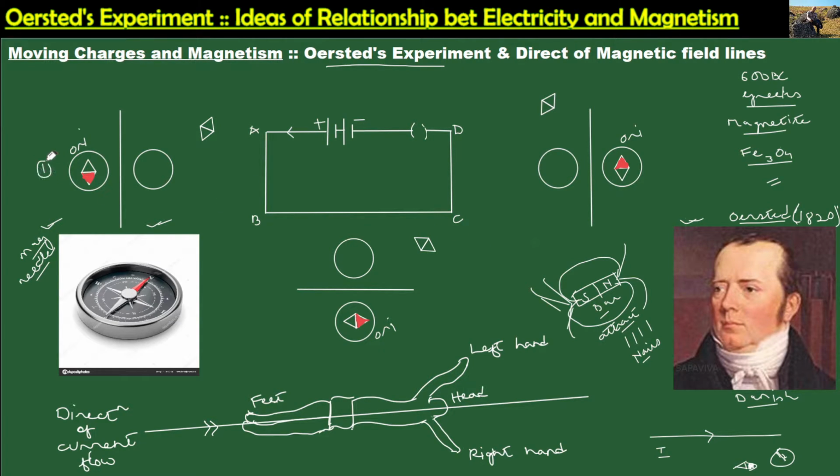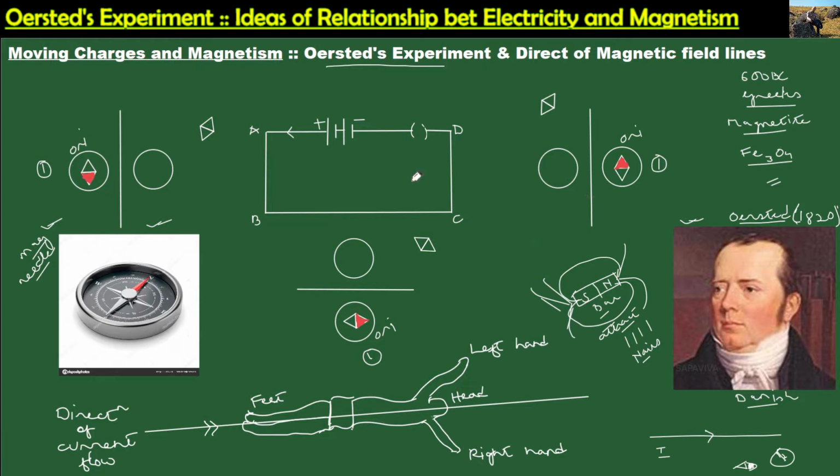This is what Oersted observed in his experiment. So this is position number one, or view number one. This is without passing current.